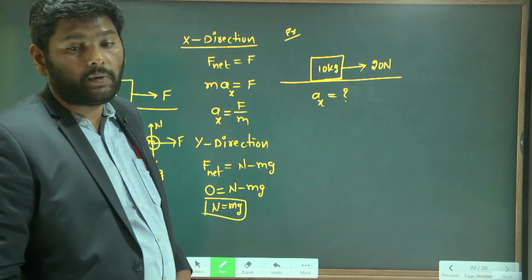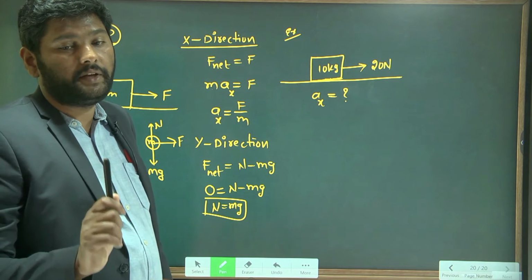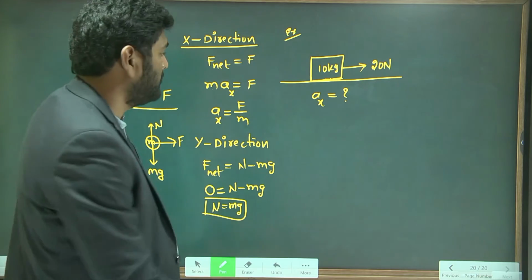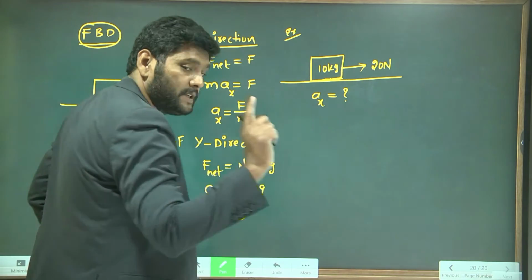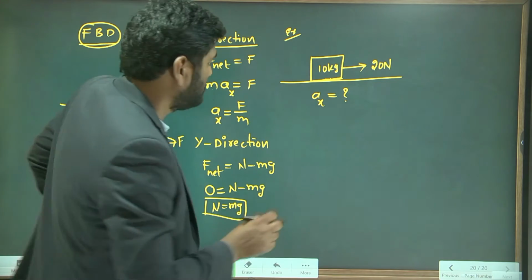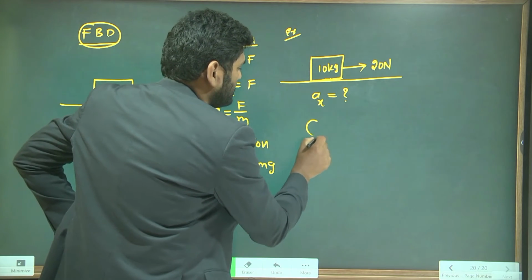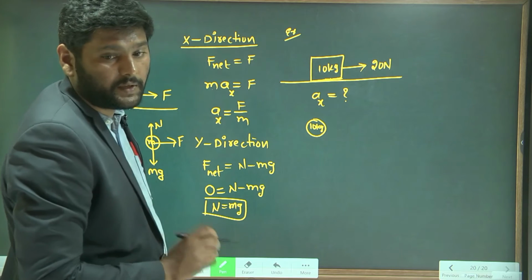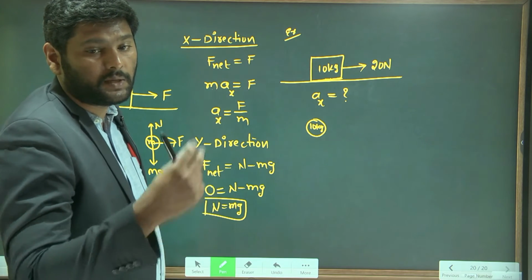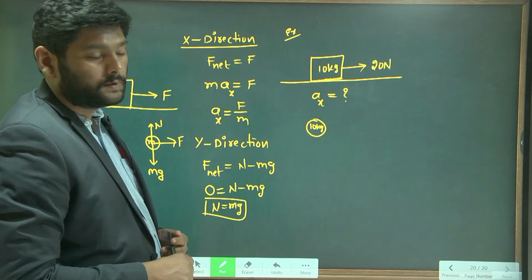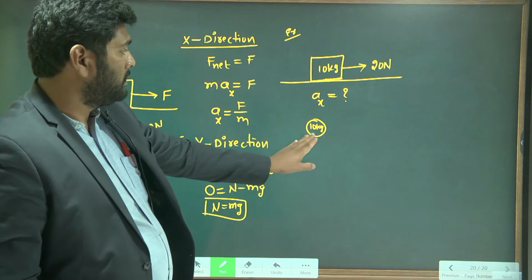To draw the free body diagram of the 10 kg, what do we need to do first? What is the first step? Isolate the object. Yes, this is the 10 kg, I have isolated it from the system. Next, what is the next step? Show all forces acting on the object along x and y direction.